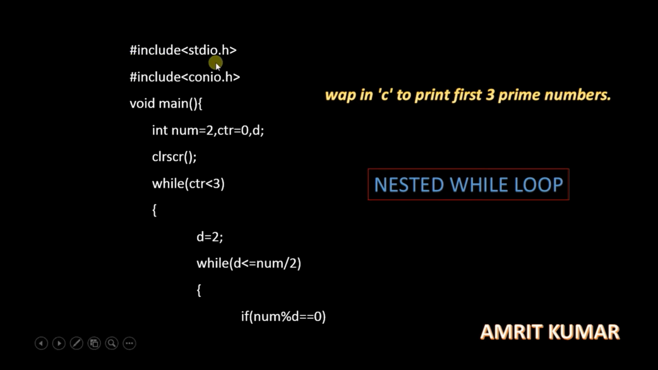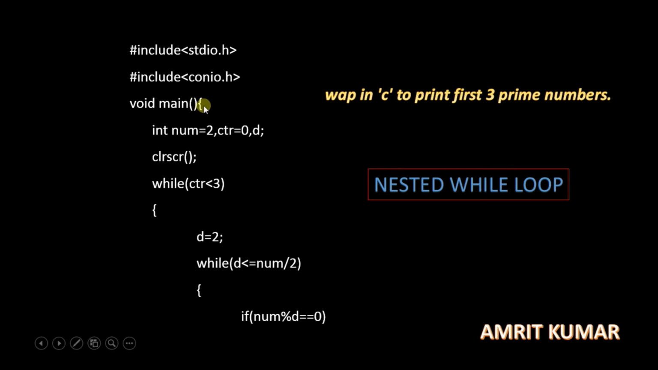This is #include <stdio.h>, that means the standard input output header file, and this is #include <conio.h>, the console input output header file. These two are the header files that you include in your C program. And this is the main function, and its return type is void, meaning empty. So this function is actually not returning anything.